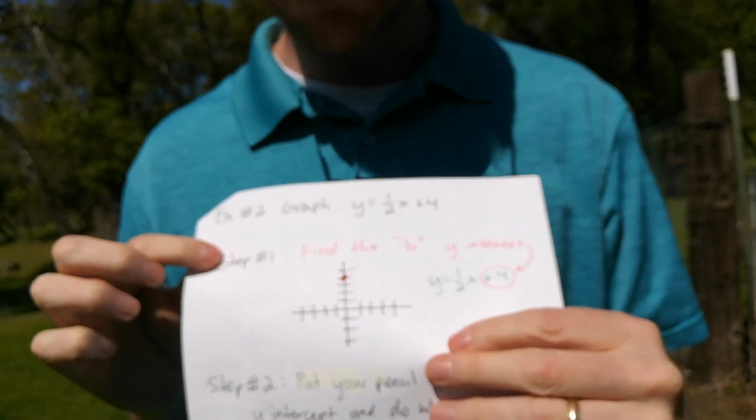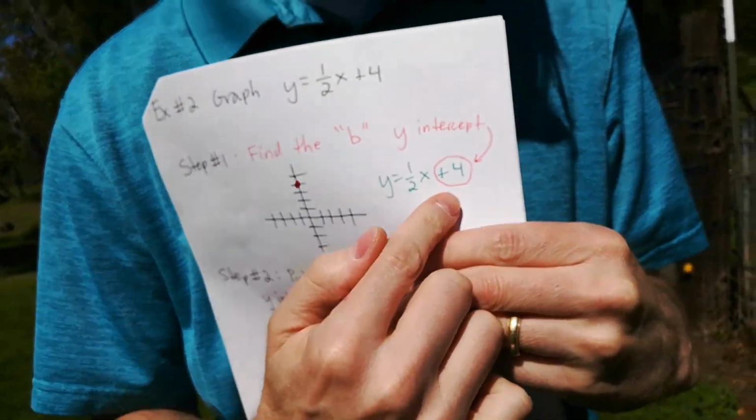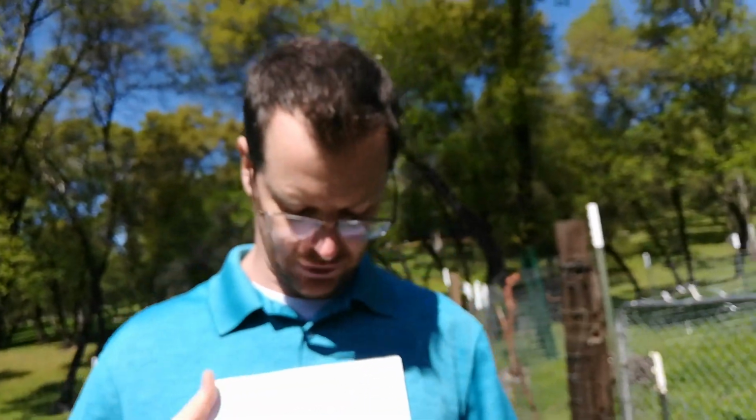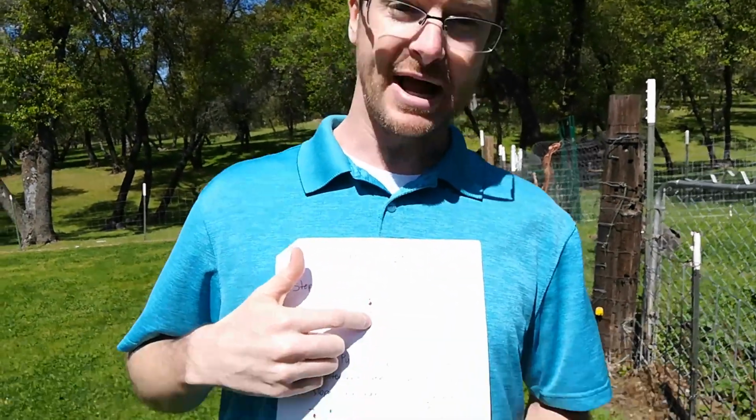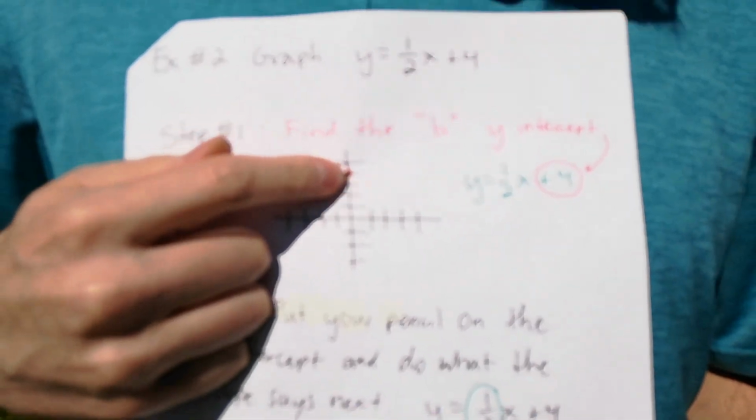So step number 1, you start with the b value, the y-intercept. Find the b, which is the y-intercept, the 4. I found it. So you just start right there. It's always on the y-axis. So the first thing you're going to do is find the point on the y-axis and put it right there. Just put a big old fat dot.